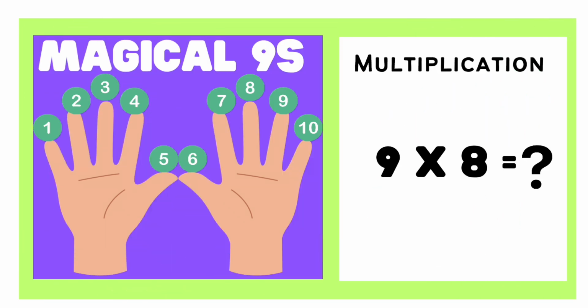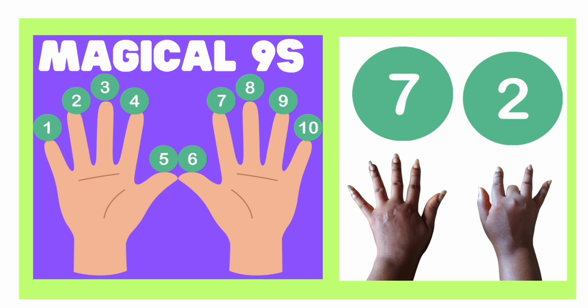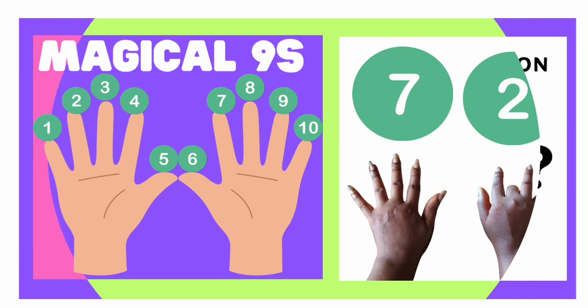9 times 8. Now let's hide our 8th finger. How many fingers do we have before finger 8? We have 7 fingers. How many fingers do we have after finger 8? We have 2 fingers. 9 times 8 is 72.